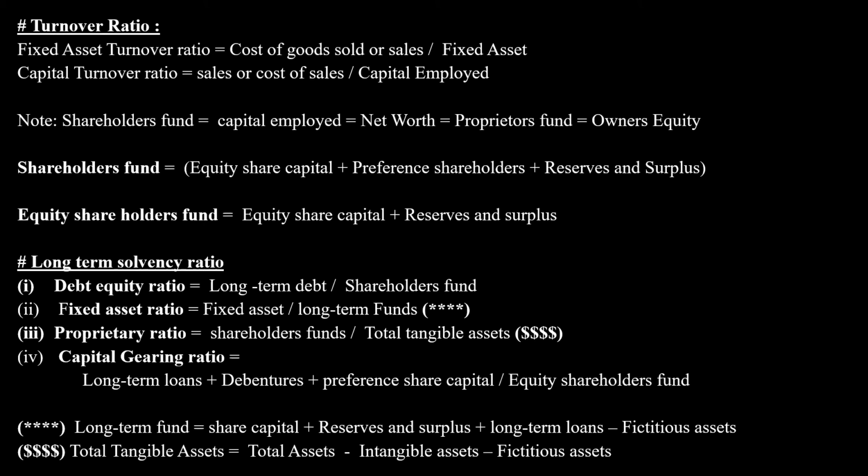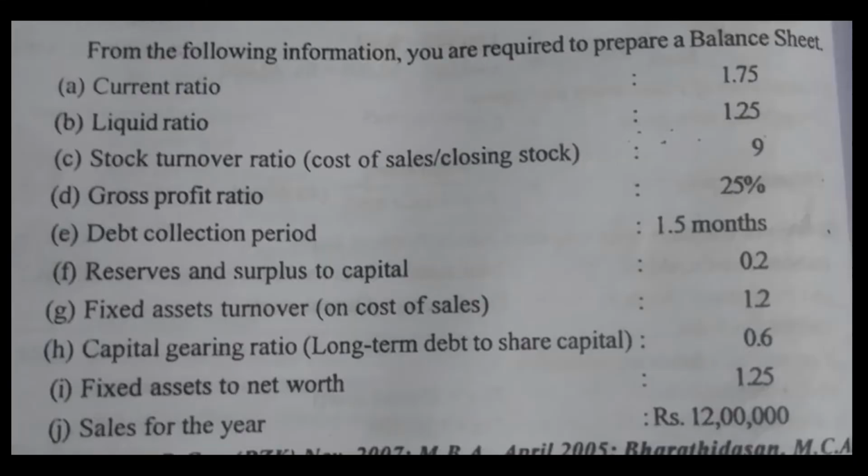The first sum, here you are going to prepare a balance sheet. From the following information you are required to prepare a balance sheet. The data given here are current ratio 1.75, liquid ratio 1.25, stock turnover ratio 9. The formula given is cost of sales by closing stock. Normally stock turnover ratio will be cost of sales by average stock. Here it is specifically given as cost of sales by closing stock, in which case you don't use average stock. Gross profit is equal to 25%.